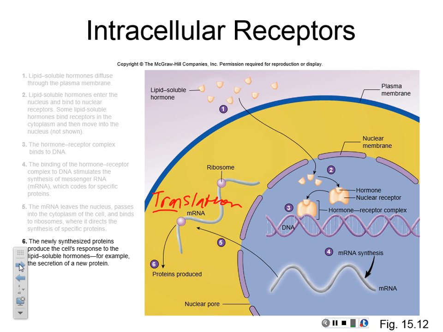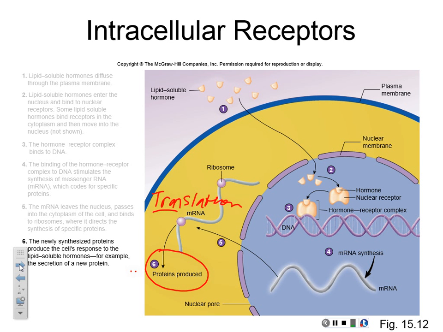Translation, which is the code on the messenger RNA, is translated into a sequence of amino acids forming a specific protein. And then that protein is produced, and the effect of that protein will be the effects of the hormone.